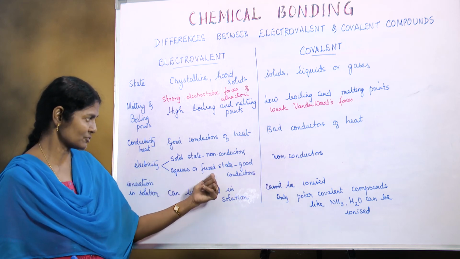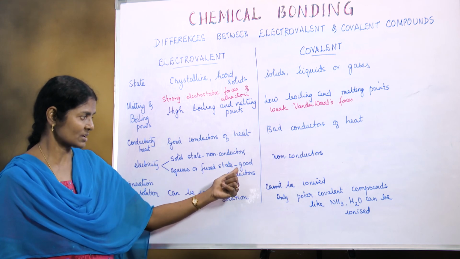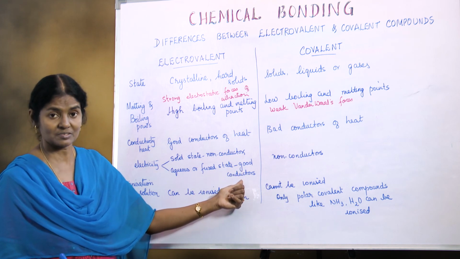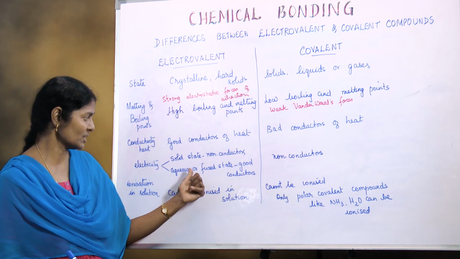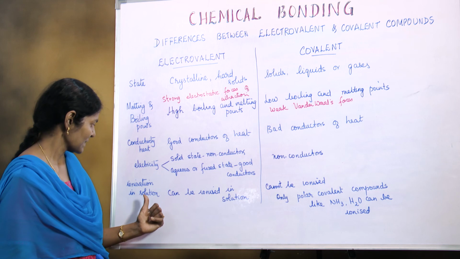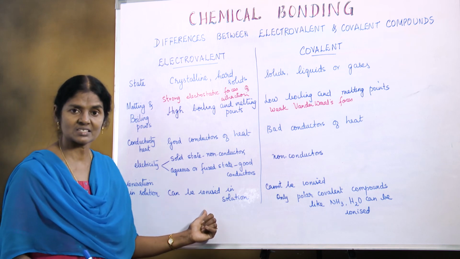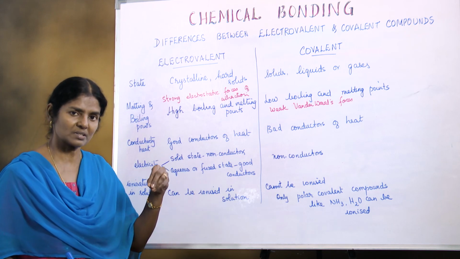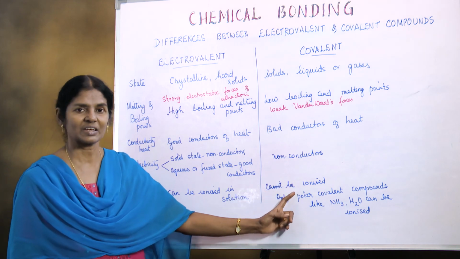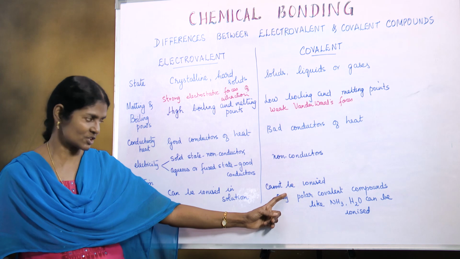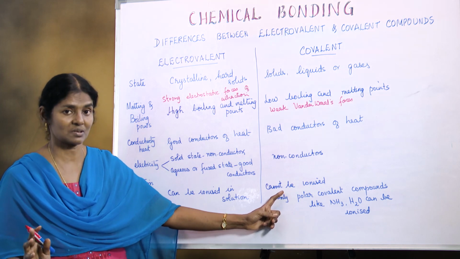In aqueous or fused state, ionic compounds are very good conductors, because for electrolyzing we need ions, and they are formed in the aqueous or fused state. Then these can be ionized in solution. The moment you drop it in water, they can just break into ions. Here we cannot ionize them. They are made of molecules. Again we go back to electrolysis.